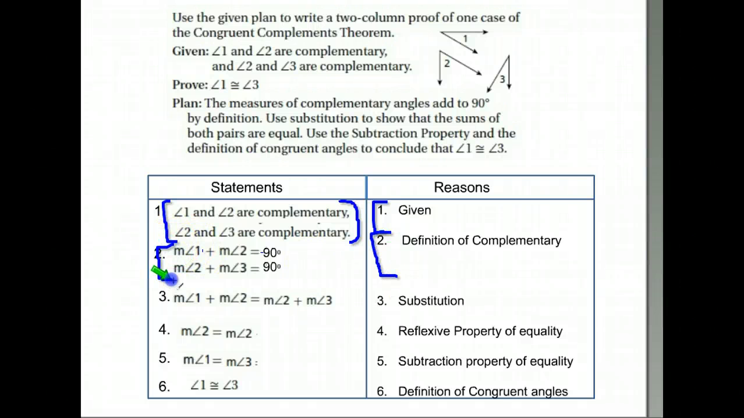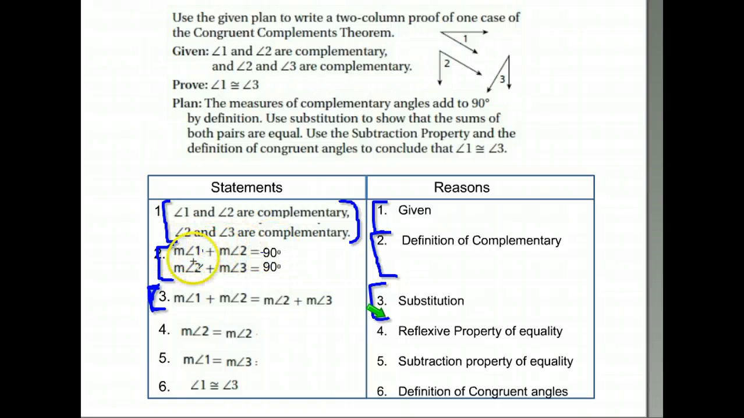Hey, we're continuing through the plan. We get down to step 3. Well, we notice that these both equal 90. If they're both equal to 90, then they would have to equal each other, right? Because this is supposed to be 90, and this is supposed to be 90. 90 is equal to 90. That is called substitution. We knew two things were the same.